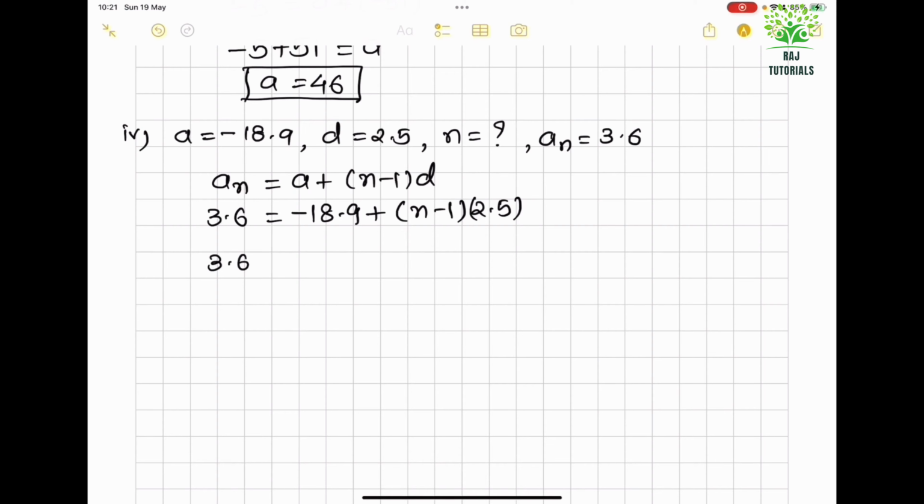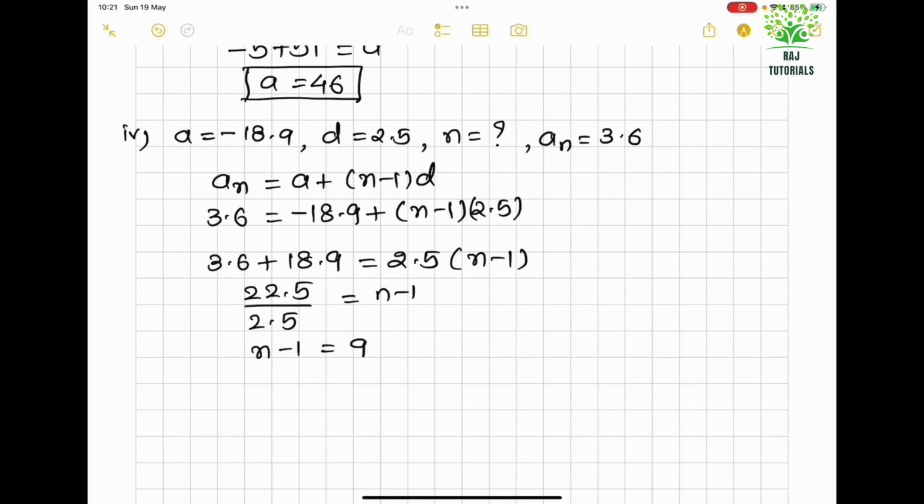3.6. If I bring minus 18.9 to the other side, it will become plus. So 22.5 equal to 2.5 into N minus 1. Now 2.5, if I bring it to the left hand side, it will go in divide, equal to N minus 1. So N minus 1 will be equal to 9. So N equal to 9 plus 1. So N equal to 10.